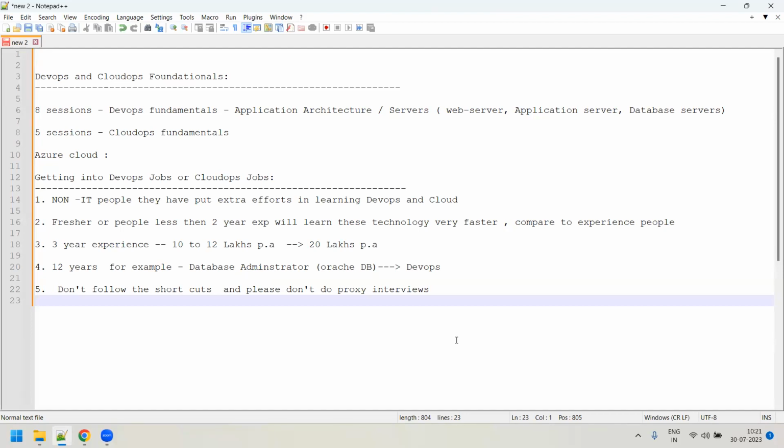Some people go with that assumption also. "Okay, I will learn something, I'll take some proxy, clear the interview through proxy, then I get into industry. And then I will explore more things, and then I will learn and apply." No, they will not give you that time.